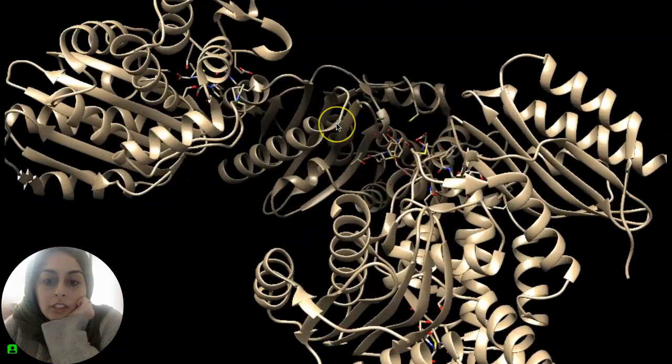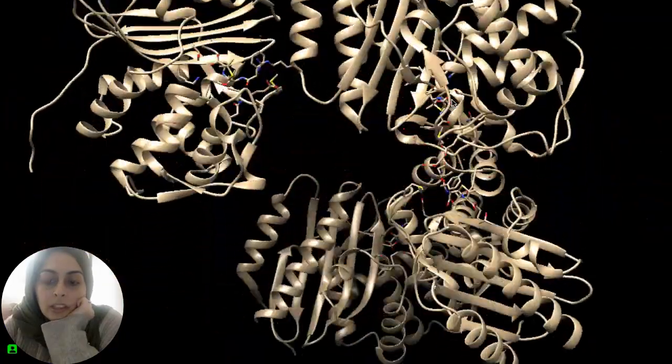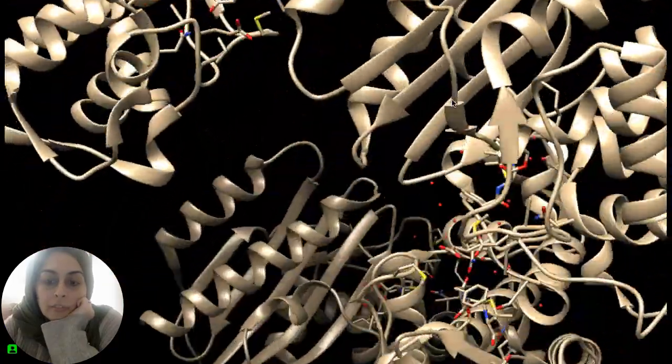So this is a 3D image of penicillin, which is actually pretty cool.